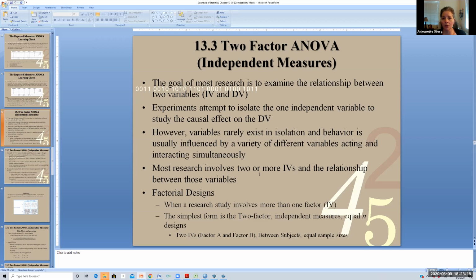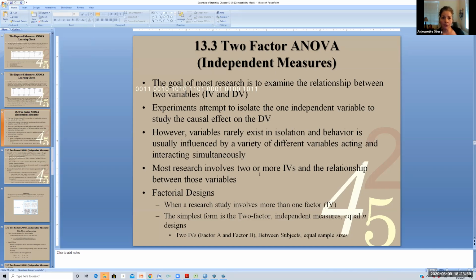To be honest with you, although the bulk of our class has focused on one independent variable and one dependent variable, know that this is a very basic introductory statistics class. In more advanced classes, you'll learn techniques that utilize more than one independent variable as a regular practice, and more than one dependent variable. And quite honestly, most research involves at least two or more independent variables, and we're examining the relationships between those variables and their combined effects on dependent variables.